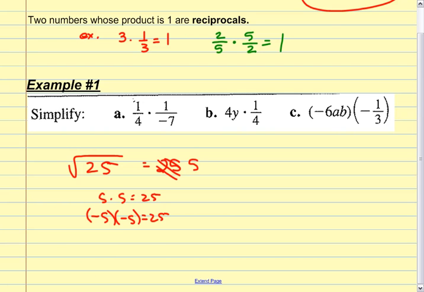Now, let me ask you this. What's the square root of negative 25? What number multiplied by itself gives me a negative 25? Nothing, right? Because if I multiply by itself, it's either going to be a positive times a positive, and that gives me a positive, or a negative times a negative, and that gives me a positive. So there is no number that multiplies to give me negative 25. I'm going to come back to this problem in just a minute.